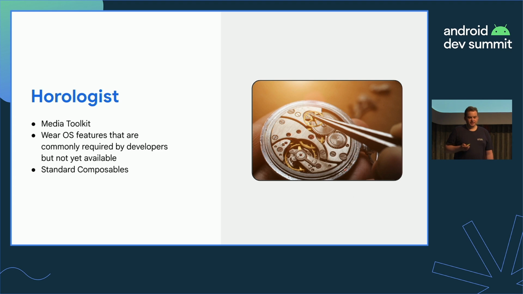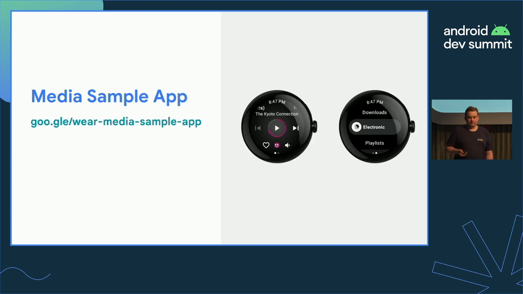Lastly, Horologist. Commonly, Horologist is a maker of clocks and watches. But in our case, Horologist is a Google open source project which provides a set of Wear libraries that extend the functionality provided by Compose for Wear OS and the Wear OS framework. Horologist includes specific libraries for media, everything from volume control, a suite of reusable components for building your player screen, to a sensible Room database for storing media metadata.